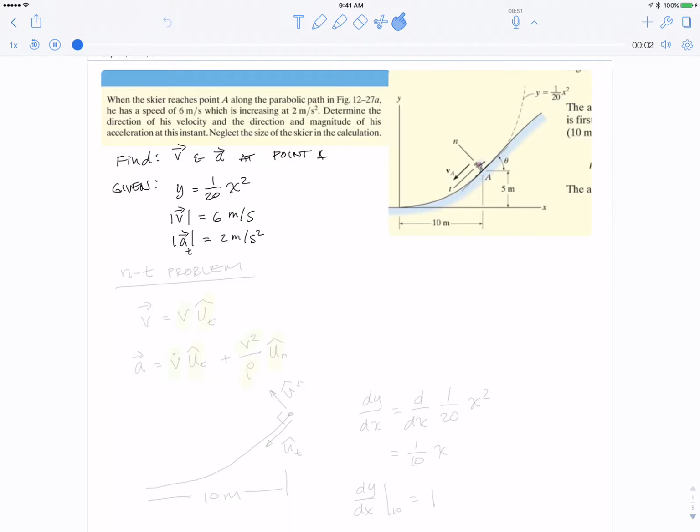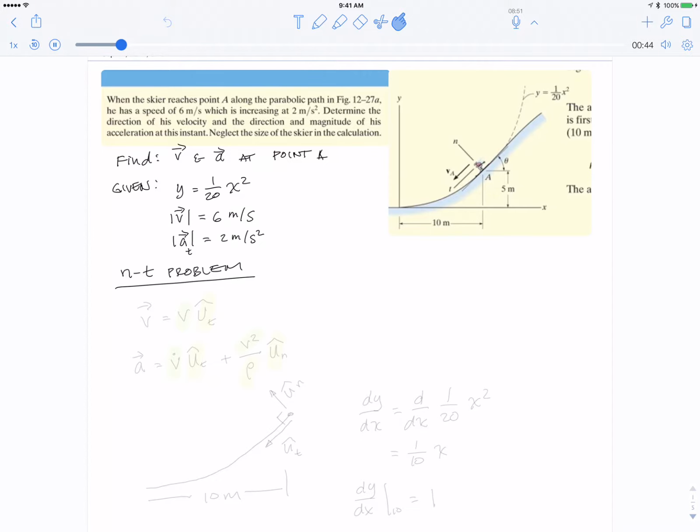So in this example, we're asked to calculate the magnitude and direction of the velocity and acceleration at point A. We're given the equation of the slope that the skier is going down on. We're given the velocity at 6 meters per second, and we're given the acceleration in the tangential direction, or v dot, is 2 meters per second squared. So we see that we're given the equation for the path, and it's asking for normal and tangential things. So this is clearly going to be an NT problem.